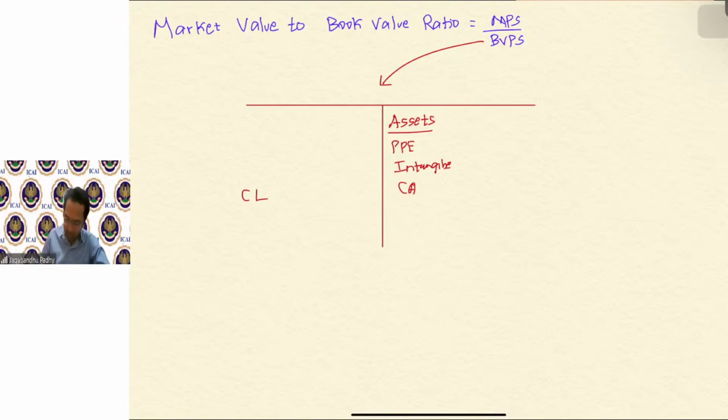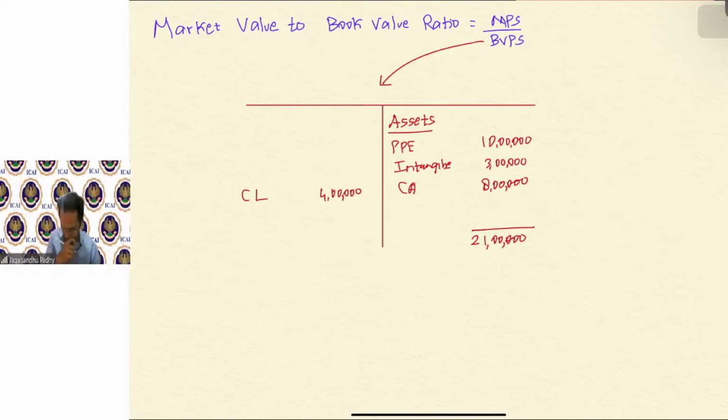What we can see is, let's say, a company has PP of 10 lakh. It has an intangible asset of 3 lakhs, and various current assets having a value of, let's say, 8 lakhs. Now, current assets, intangible assets, and PP give us the total assets value. Total assets value works out to be 21 lakhs. And suppose the company has a current liability or a creditor or anything payable of 4 lakhs.